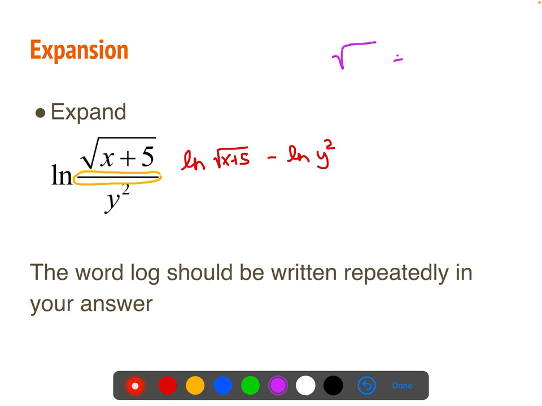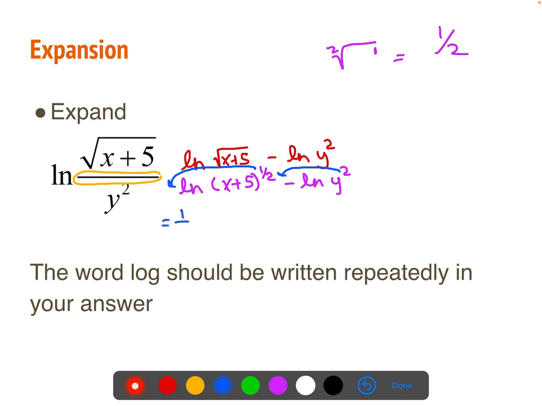Now, I have a square root, and I don't know if you guys remember this, but the square root is the same thing as the power over root, or the half exponent. And that comes from this being 1, this being the square root. So what I'm going to do is rewrite this one step as ln of x plus 5 to the half. That way I have some exponents to bring down.